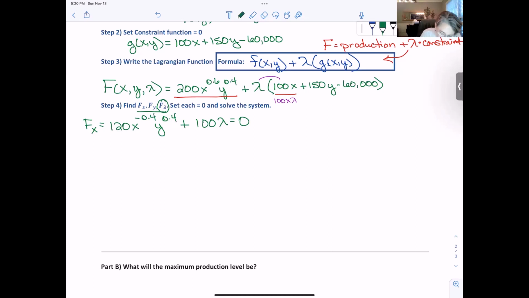Now let's do the same thing, the partial derivative with respect to y. This time we multiply the 200 by the 0.4, we get 80 x to the 0.6.